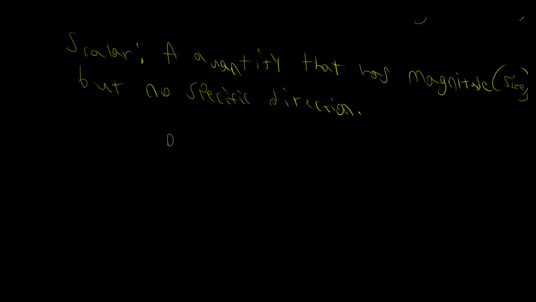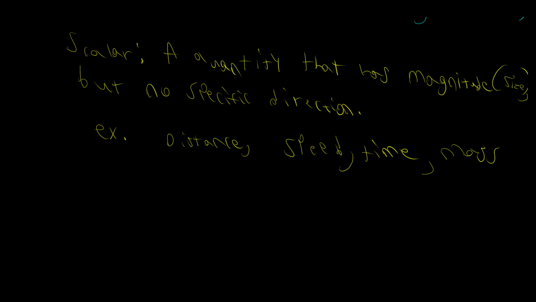For example, we have distance. Distance is just the length of the path you traveled. If you go 5 meters back, and let's say back is negative, you still traveled 5 meters. It's not negative 5 meters. Speed: even if you're traveling backwards where forwards is positive, your speed is still the same. Speed is how fast you were going. And then there's time. Time can't be negative. That's a fact. And then mass. You can't have negative mass.